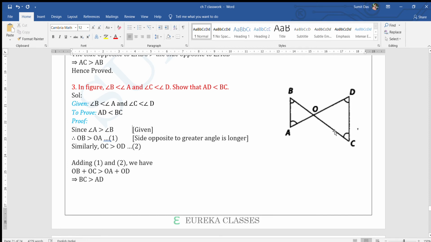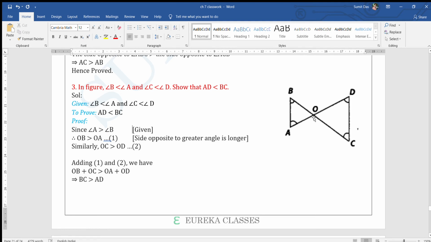Similarly, we can write OC. Because angle D is greater than angle C, OC will be greater than OD. Now if you add these two, if you add 1 and 2, what will we get? OB plus OC is greater than OA plus OD.